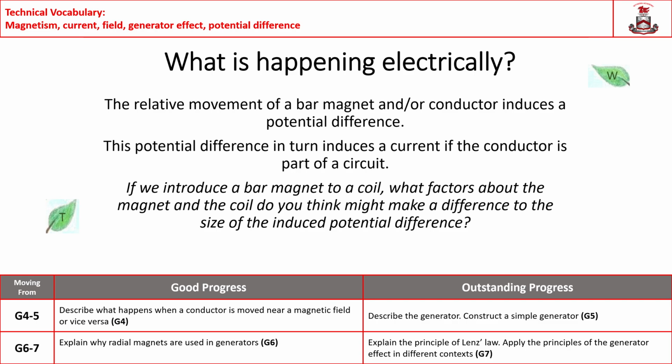Now, there are a few factors we need to know. If you introduce a bar magnet into a coil, there are factors that affect the potential difference that is induced. If you have a stronger magnet, you have got a higher potential difference. If the coil has a higher area inside that magnetic field, you will have a higher potential difference. If you move the magnet faster, you will have a higher potential difference.